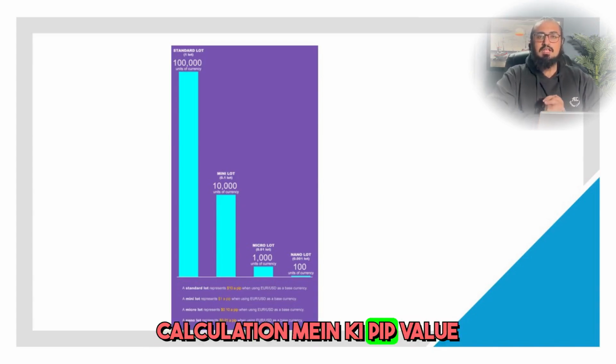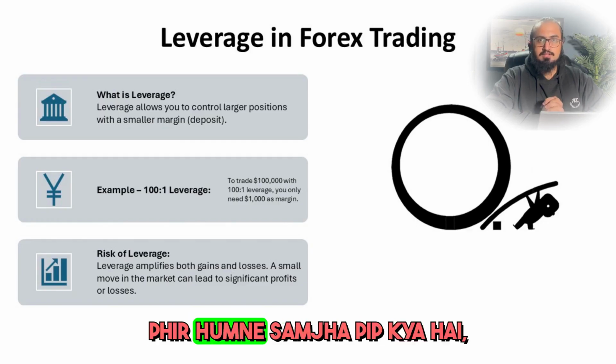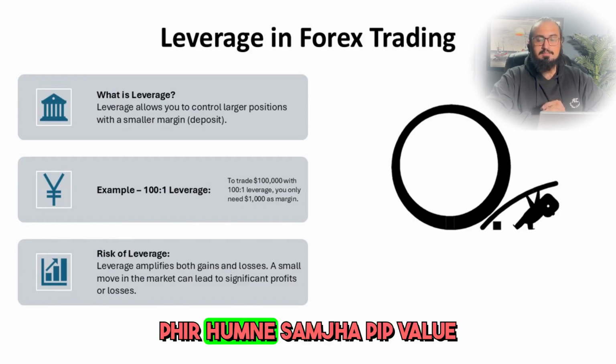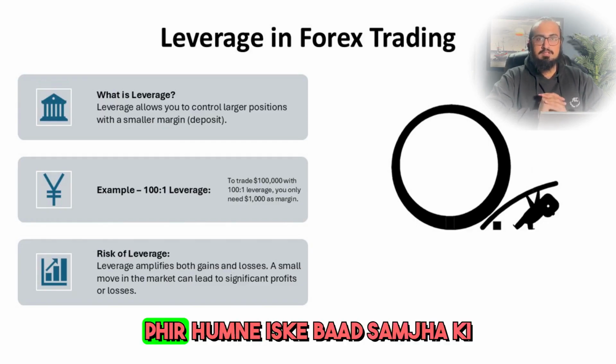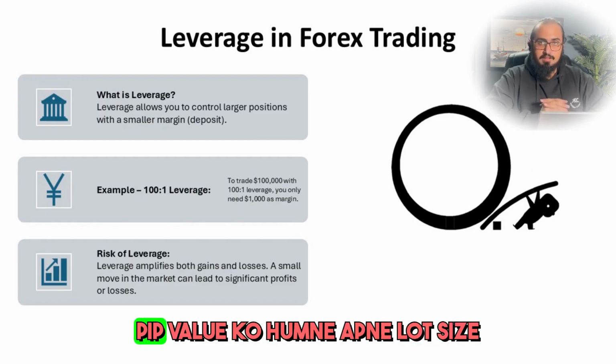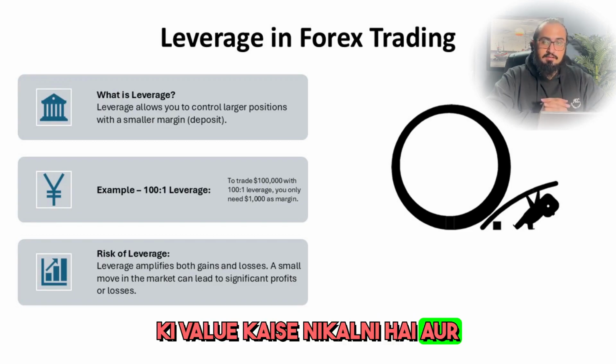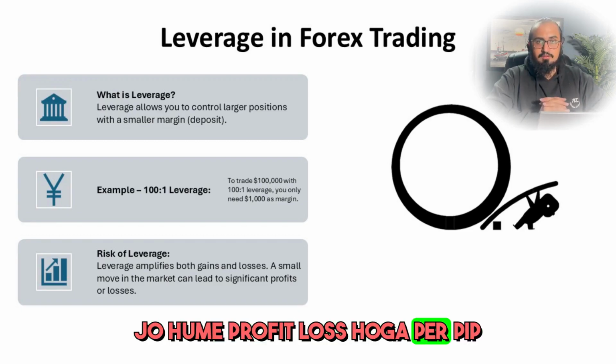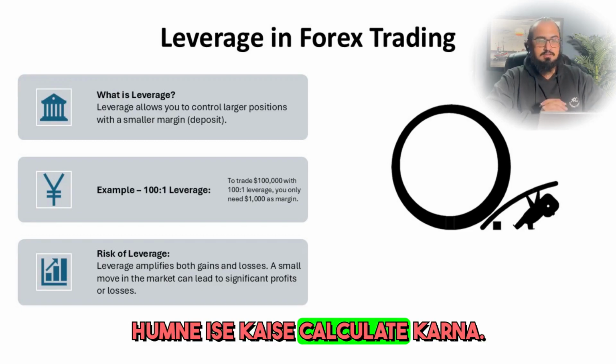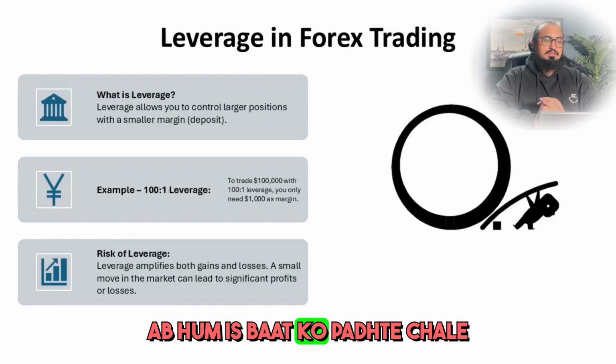So now we have learned how to determine the pip value. First, we understood what a pip is. Then we understood how to determine the pip value. After that, we understood how to calculate the value of our lot size and how to calculate the profit or loss per pip. Now let's continue.